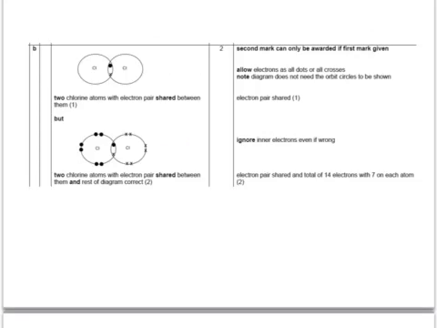And for 2 marks, not just the shared pair of electrons, but also the 2 atoms with all their electrons shown. It doesn't particularly matter that you show them some as dots and some as crosses. You can show them all as dots or all as crosses, as I did.